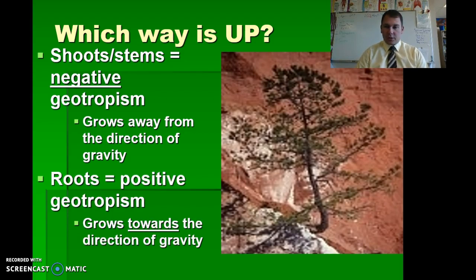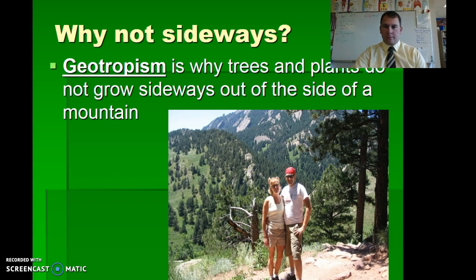The roots have positive geotropism, where the roots grow toward the direction of gravity. This is why on mountains, trees do not grow perpendicular to the mountain. They always grow upward because of the way that gravity pulls them downward toward Earth's core.